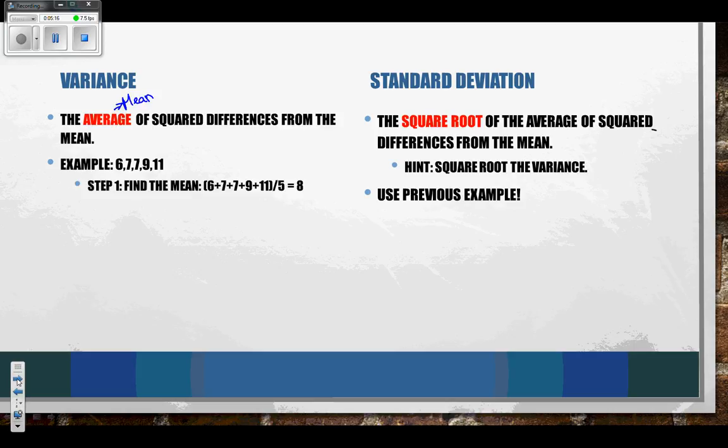So the first step I have to do is find the mean. When I find the mean of that data, I find out that my mean is 8. So I need to keep that number in mind. I'm going to use that number later.